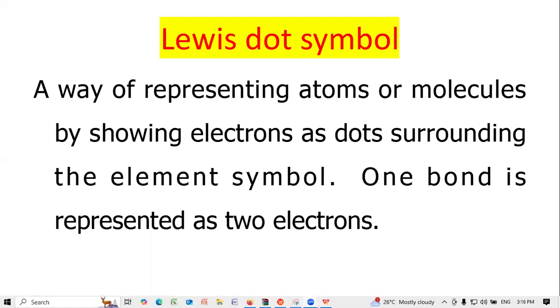Hello, good afternoon. I'm discussing the Lewis dot symbol, a way of representing atoms or molecules by showing the electrons as dots surrounding the element symbol. One bond is represented by two electrons in the Lewis dot symbol.